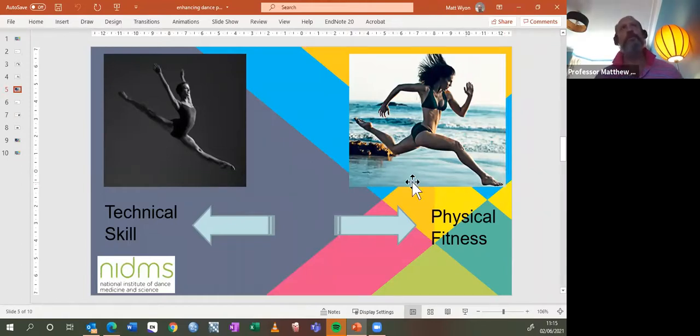So we've got this continuum from technical skill to physical, I wouldn't say the other end is physical fitness, it's more grunt sport, as I refer to it.